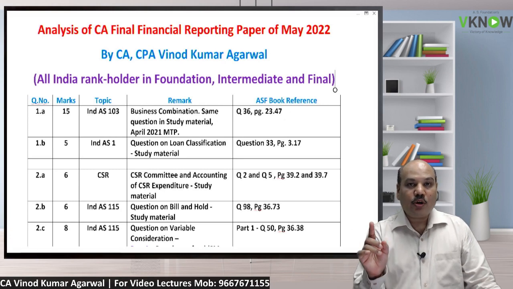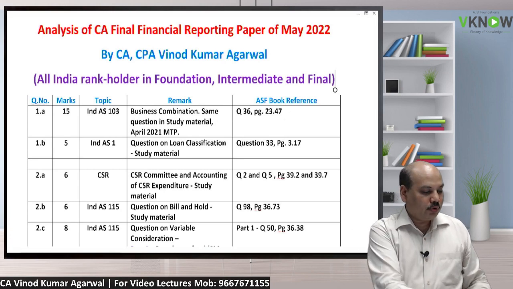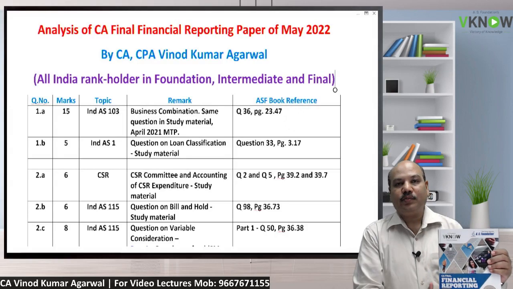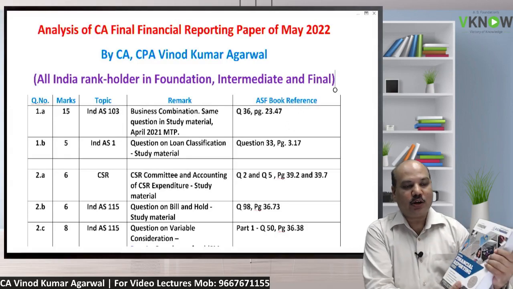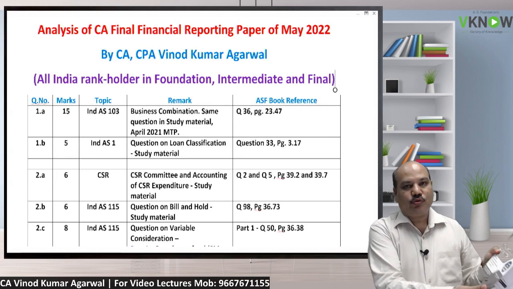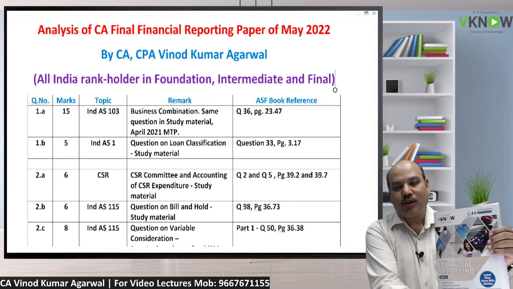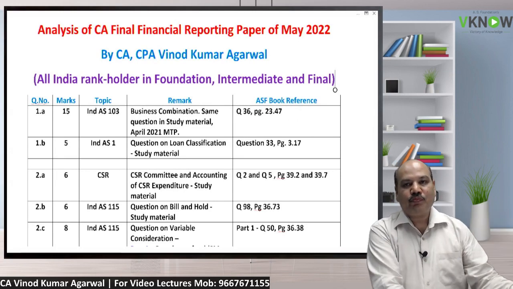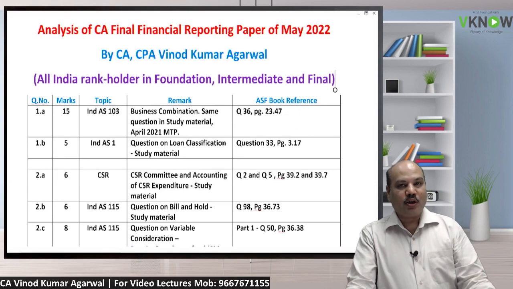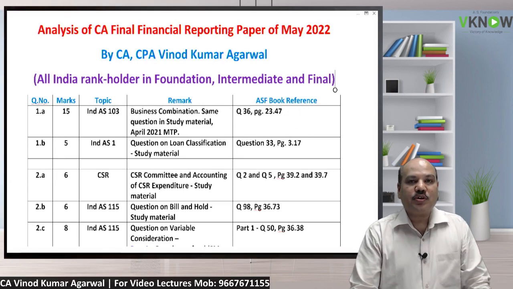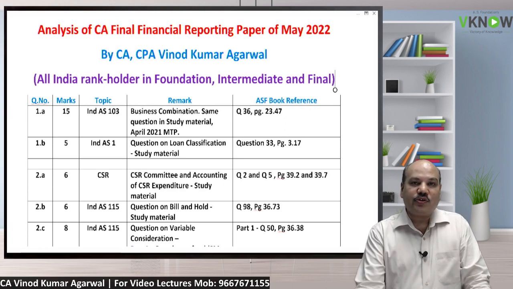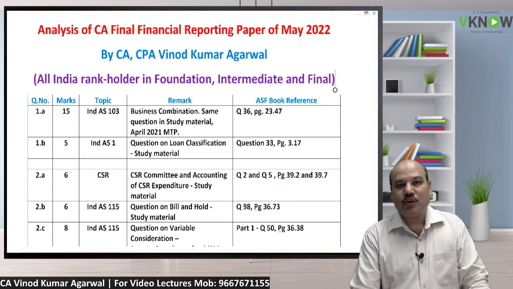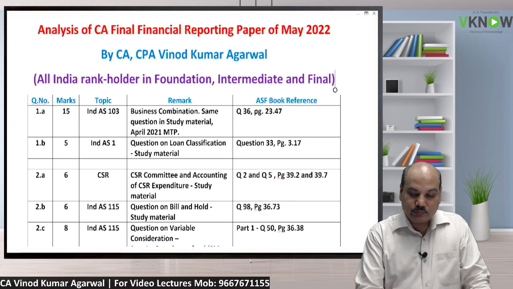Mind you friends, all questions are from our two books which I provide to the student, which is called FR Class Note with Solution Part 1 and FR Class Note with Solution Part 2. I have written the question number and page number also. You can check it if you want, and you will find it. All these questions are there in our book. So I'll quickly analyze the CA Final FR May 2022 paper.